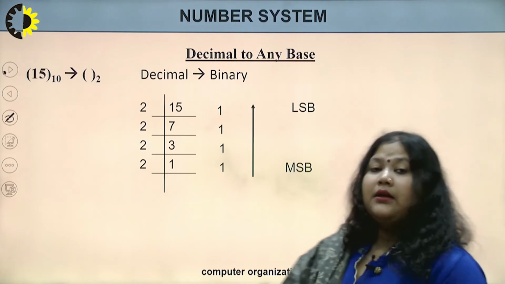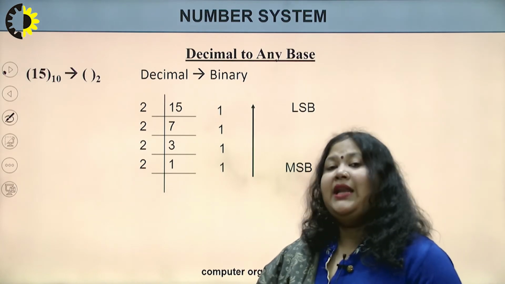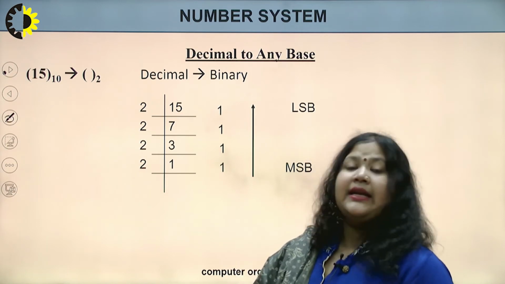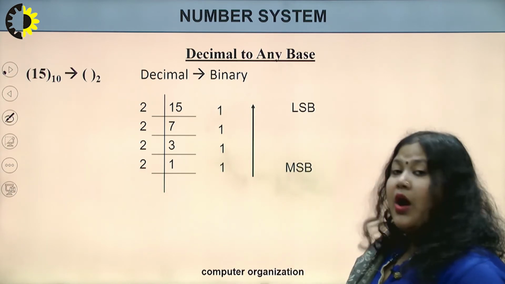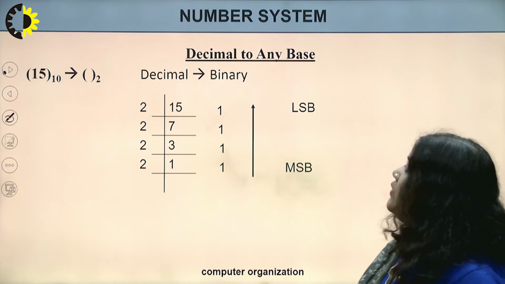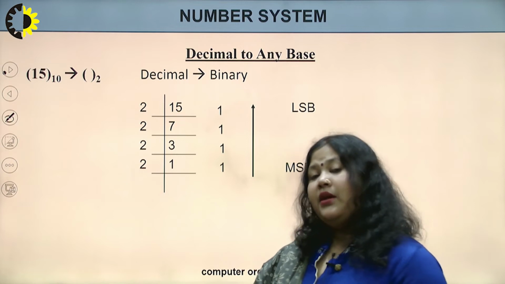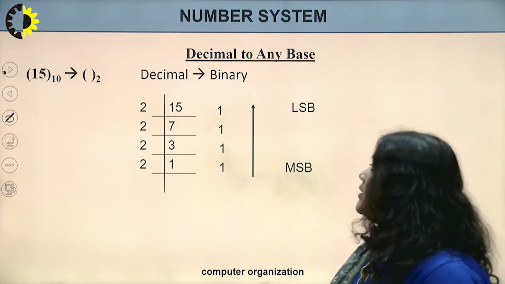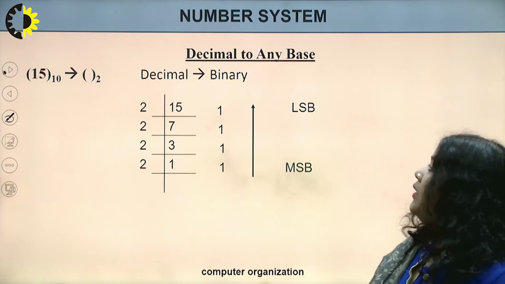Now the second is decimal to any base. First we have to know about any base to decimal. Now the second is decimal to any base. So how do we follow a decimal to any base? When we have to convert any decimal number to any base, how do we do the calculations?